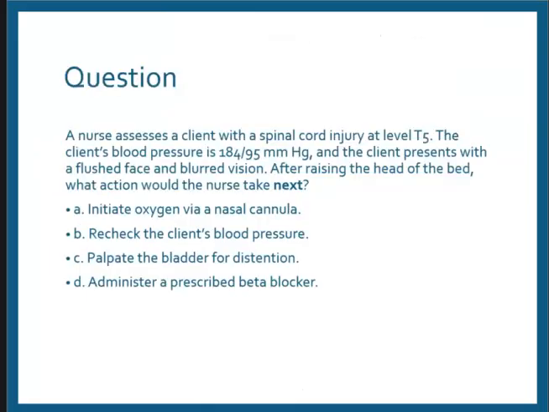So a nurse assesses a client with a spinal cord injury at level T5. The client's blood pressure is really high at 184 over 95. The client presents with a flushed face and blurred vision. After raising the head of the bed, what action would you do next? So remember, autonomic dysreflexia happens above T6. You'll have severe hypertension, flushed face, sweating, blurred vision. First thing you're going to do is raise the head of the bed. But then what else are you going to do?